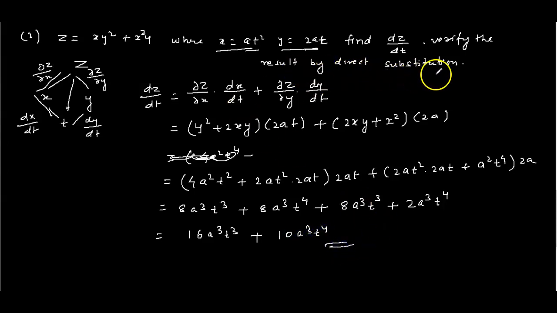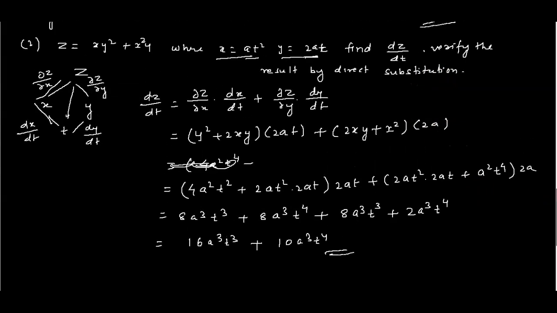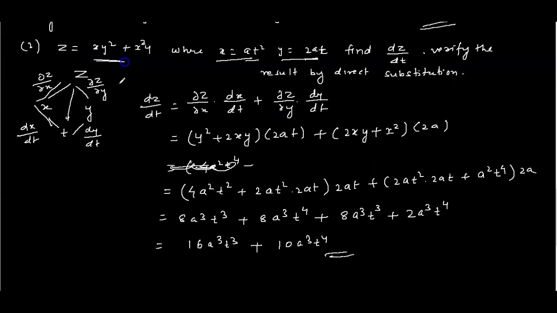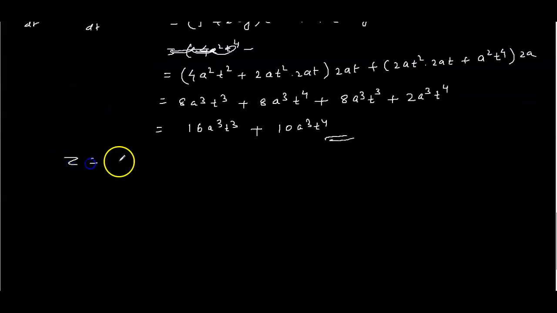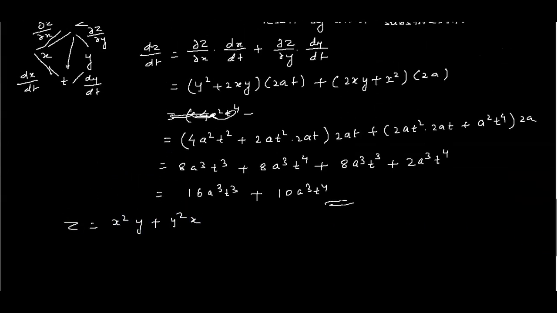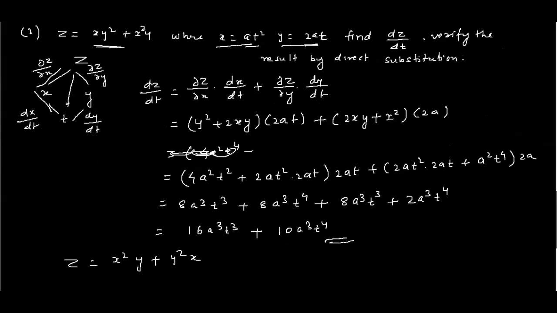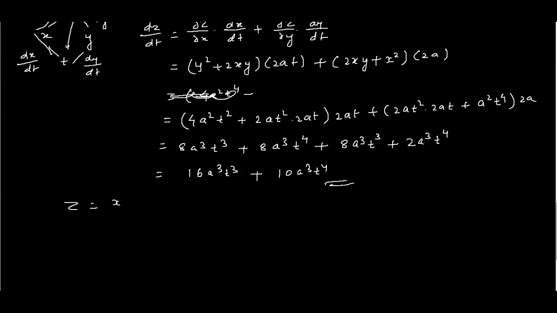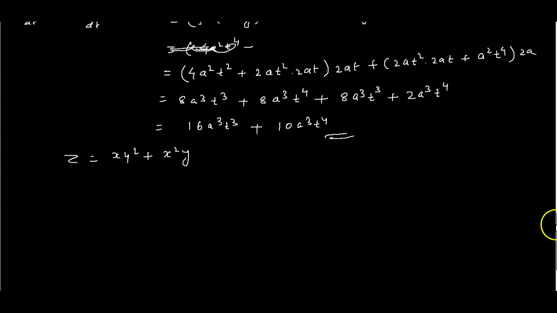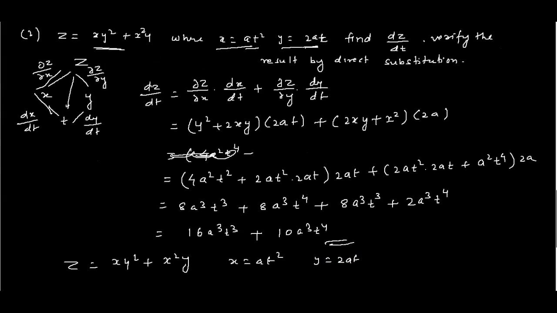Now we have to verify by direct substitution here. So you can substitute directly here whatever the value is given, and differentiate. So z is equal to x y square plus this x square y, and x is equal to at square and y is equal to 2at. This one, and the question is given here.